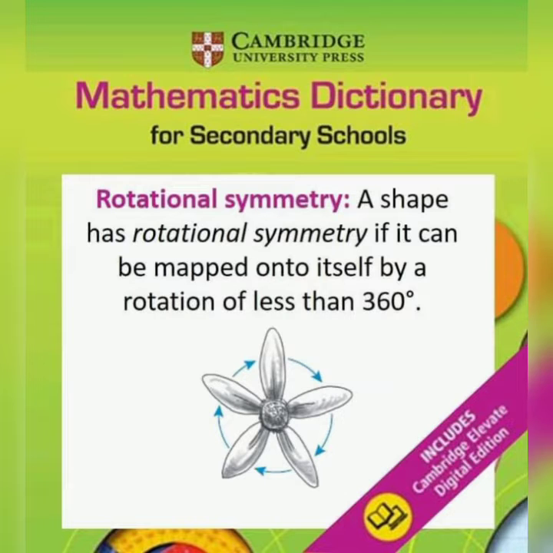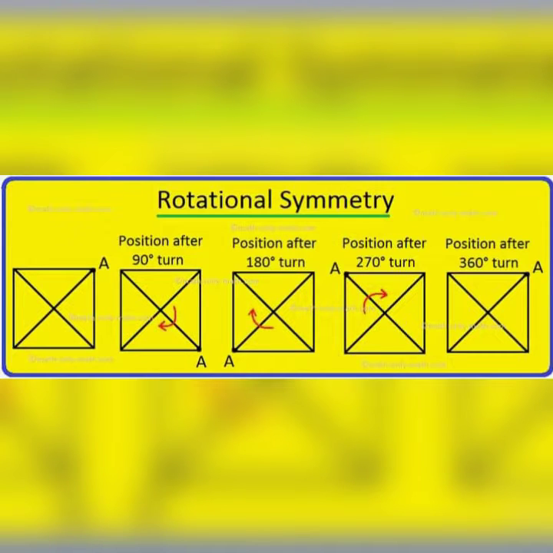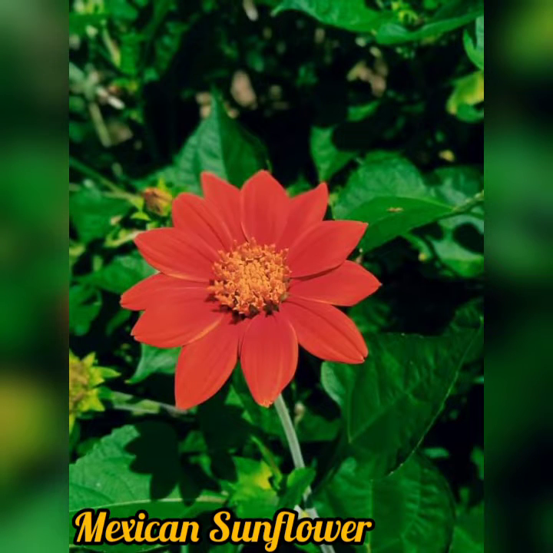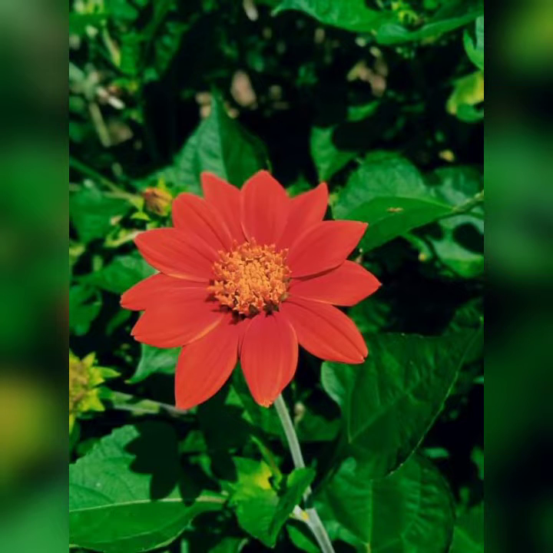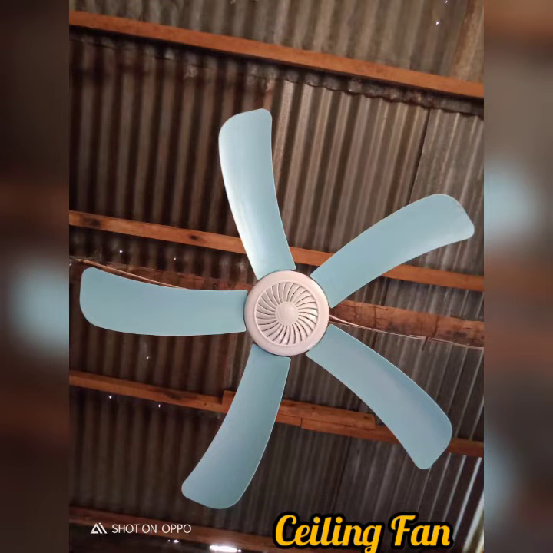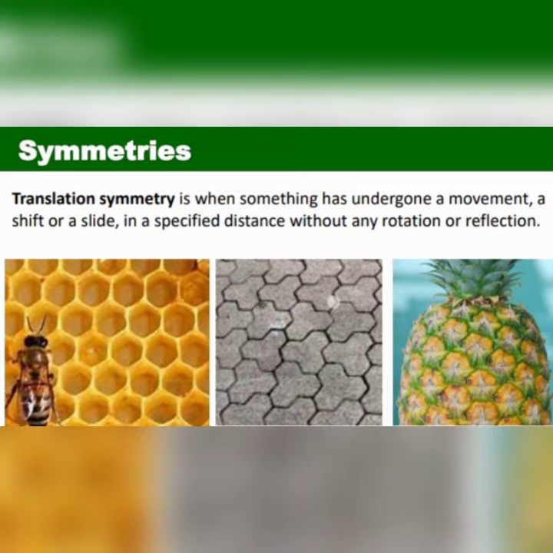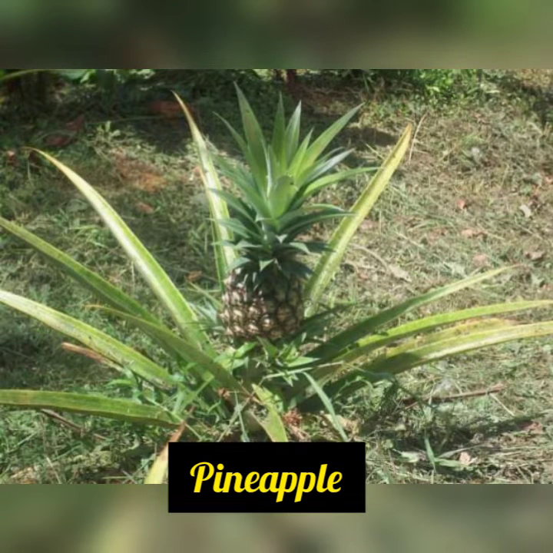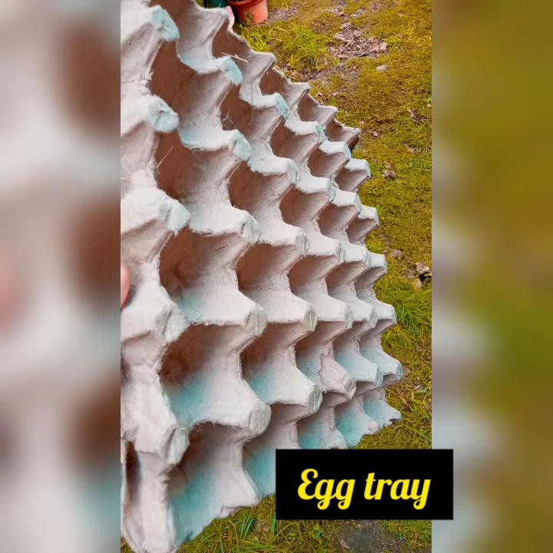Second, rotation symmetry is when one object is rotated in a certain direction around a point. One example in nature is the Mexican sunflower, and in man-made is the ceiling fan. As you can see, both of those examples are rotated around the point. Third, translation symmetry is when something has undergone movement, a shape sliding a specified distance without any rotation or reflection. One example in nature is the pineapple, and in man-made is the egg tree.